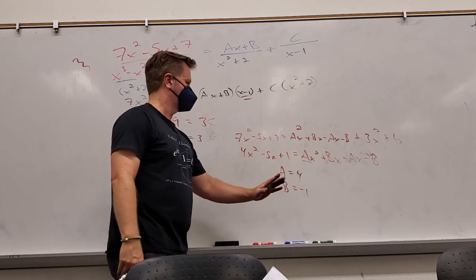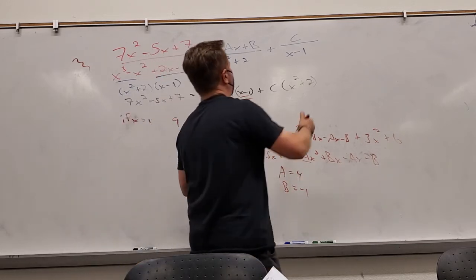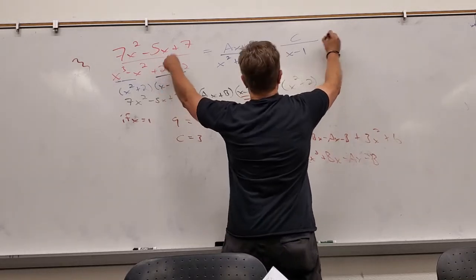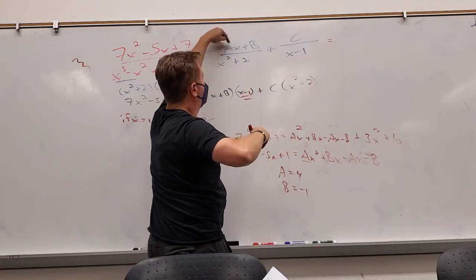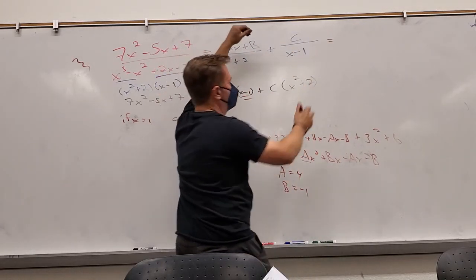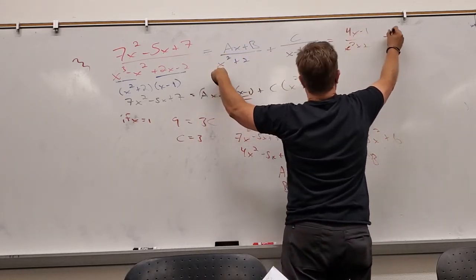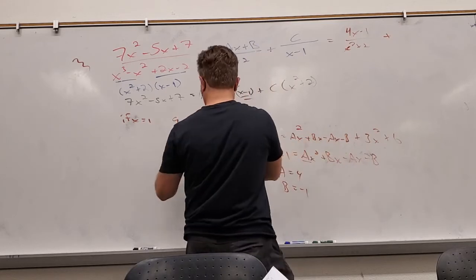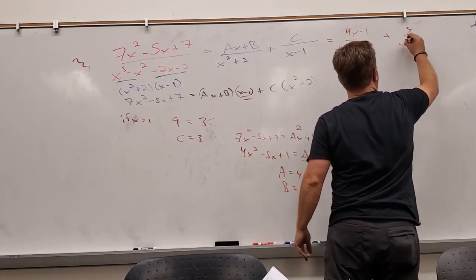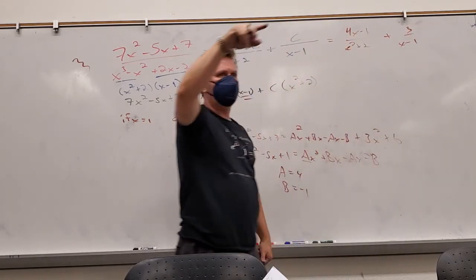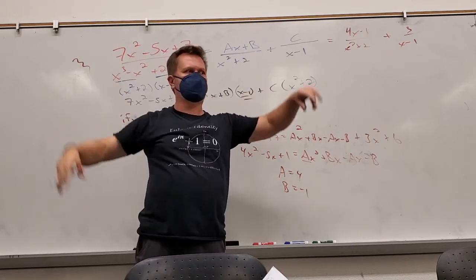Okay, so we got the answer. What does this equal? It equals (4x - 1)/(x² + 2) + 3/(x - 1). So if this was an integral, I'd have a much better chance to actually do it, yes?